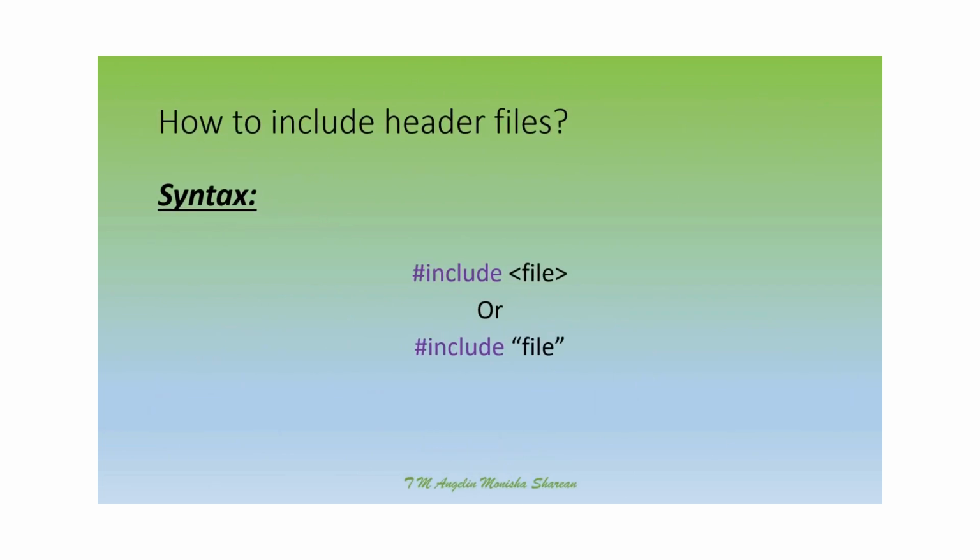So we can see the process of how a header file can be included inside the program. Normally, this header file inclusion comes in the second section of the structure of a C program. It can be included by the keyword #include followed by the file name, either enclosed inside angle brackets or inside double quotes.